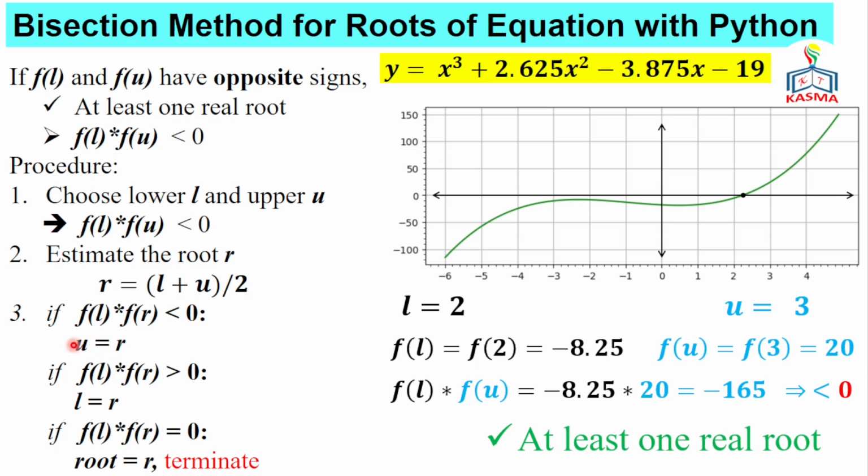The other condition is if you multiply the 2 and the number is positive, we will update the lower one, so L will be r. And if you multiply the 2 and it becomes 0, that means we got the root of the equation as an exact value. At that time, we will terminate the program.